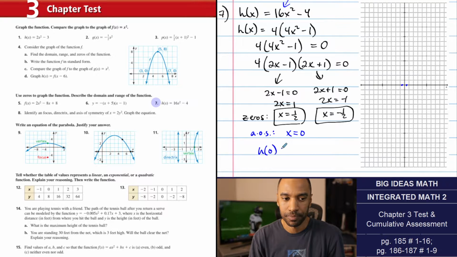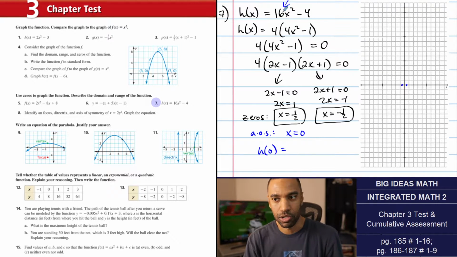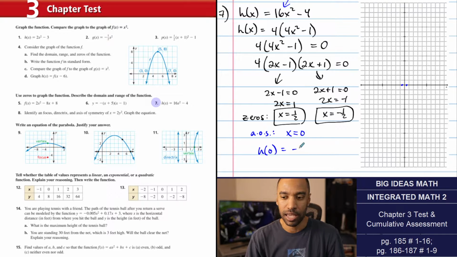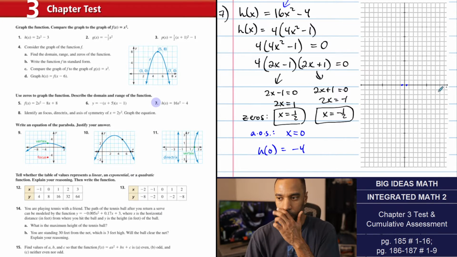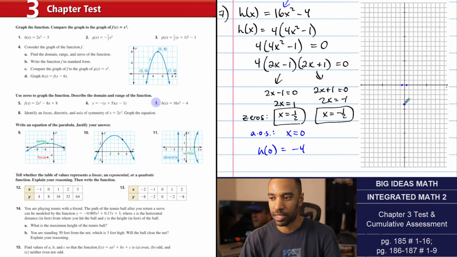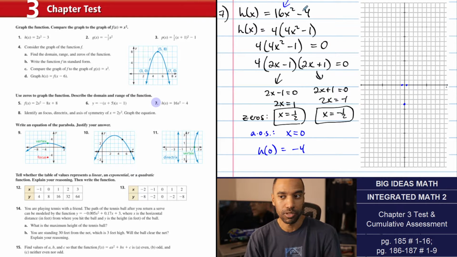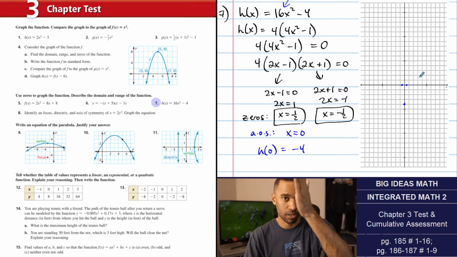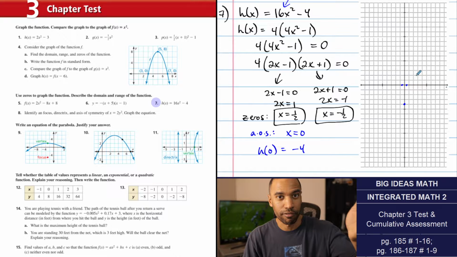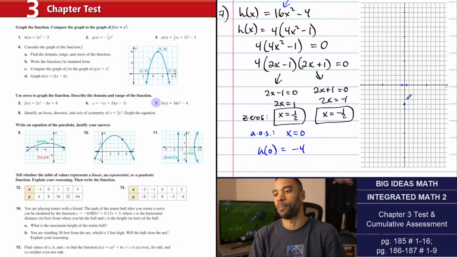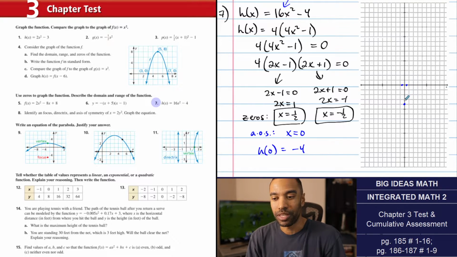H of 0, I'm going to use the top equation. It's negative 4. 16 times 0 squared minus 4. So we have this point here. I guess I didn't need to substitute. Look, the constant value, standard form also has your constant value. Constant value is the y-intercept. Y-intercept is on the y-axis, is on the vertex, which means it's going to be that. So that's cool. From here, all I can do is use my stretch factor over 1 up 16.